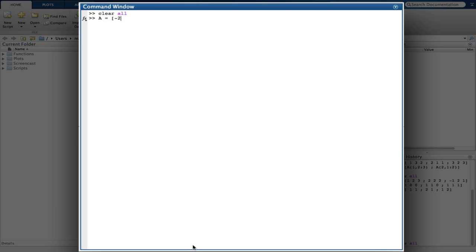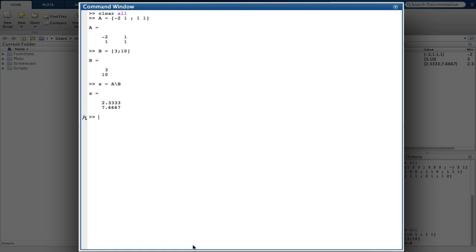First, we note down the matrices and the column vector A and B. A is the matrix with the coefficients, and B is our column vector of the right-hand side. To solve this system, we type X equals A, left divide B. It returns 2 elements, which are the answers to X and Y in this equation.